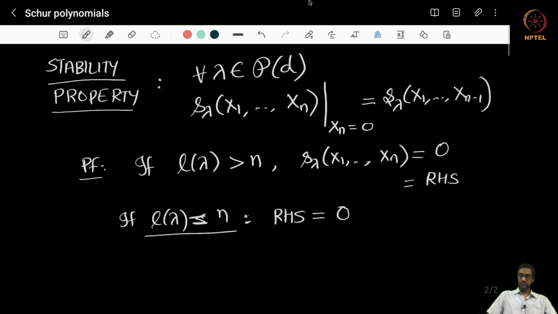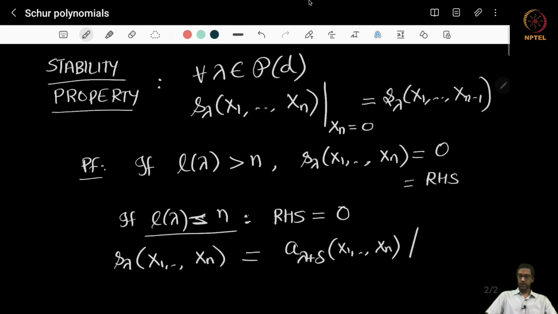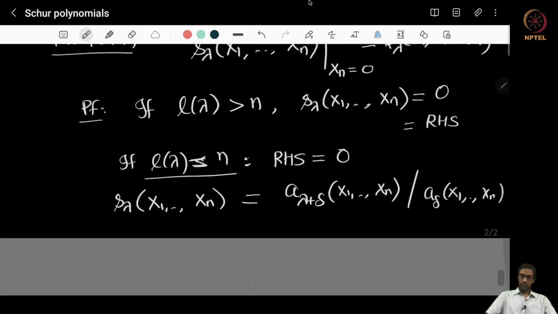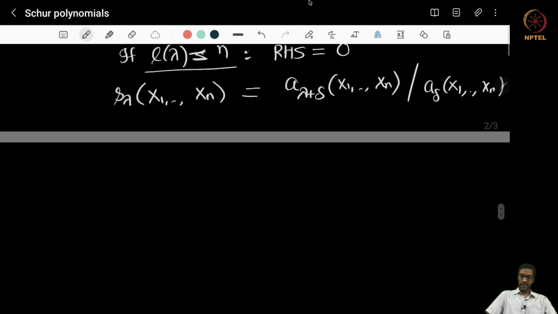So observe that if the length of lambda equals n, then what is S lambda evaluated at x1, x2, through xn? This is nothing but a lambda plus delta in these variables divided by the Vandermonde determinant. Now observe what a lambda plus delta is. The length of lambda is n, right? So a lambda plus delta of x1, x2, through xn is, if you wish, that determinant.